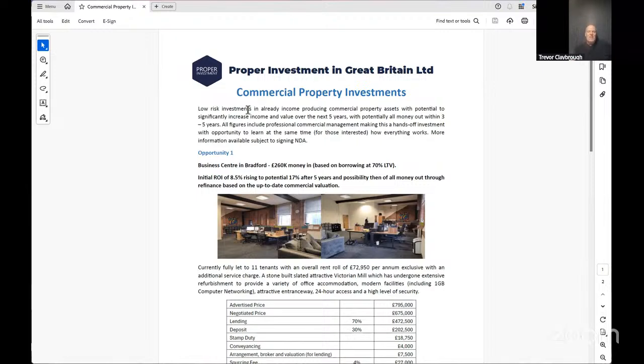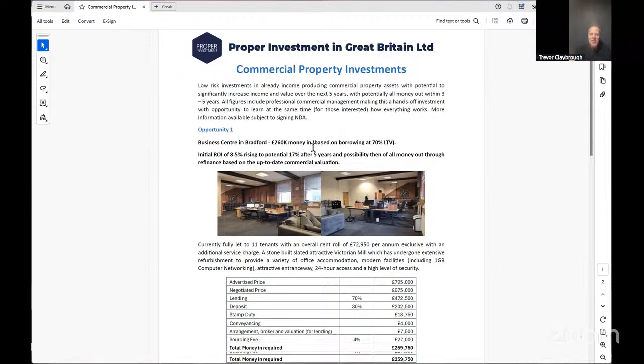So the headline here is low risk investments in already income producing commercial property. Generally, people who know me know that I like things that have got relatively low risk. Obviously, we're taking some risk because we're seeing how we can add value, but we're not doing things like completely ground up, or buying a commercial property that's completely derelict where we don't really know how well it's going to perform. Here we've got good ideas of current performance and potential for improvement.